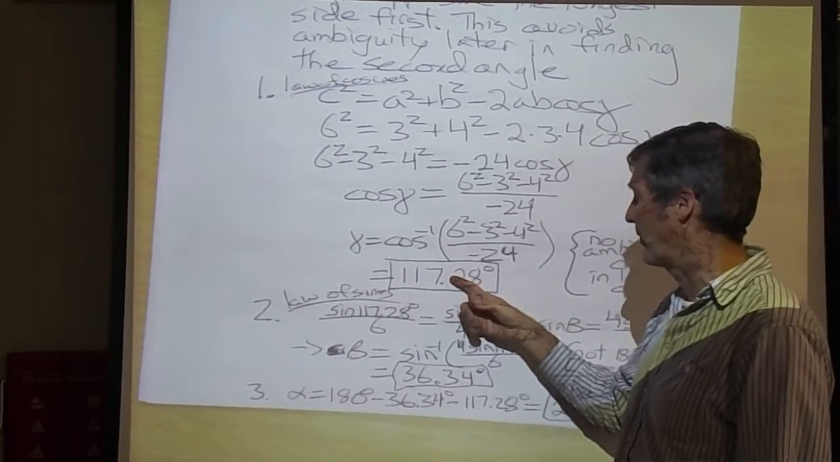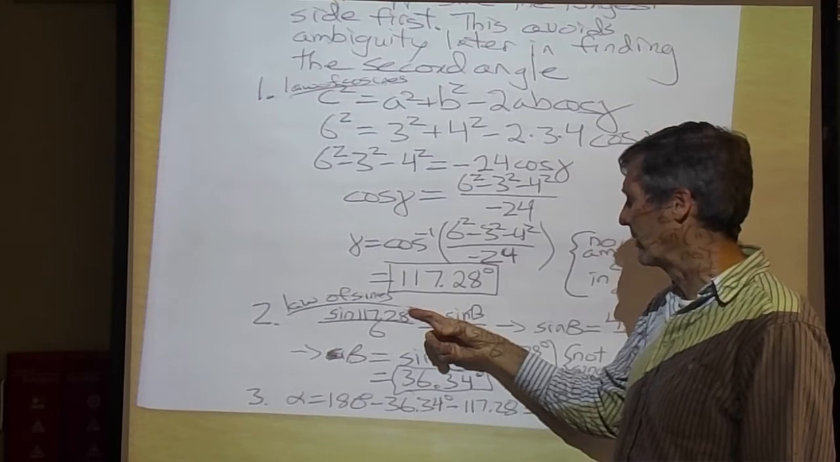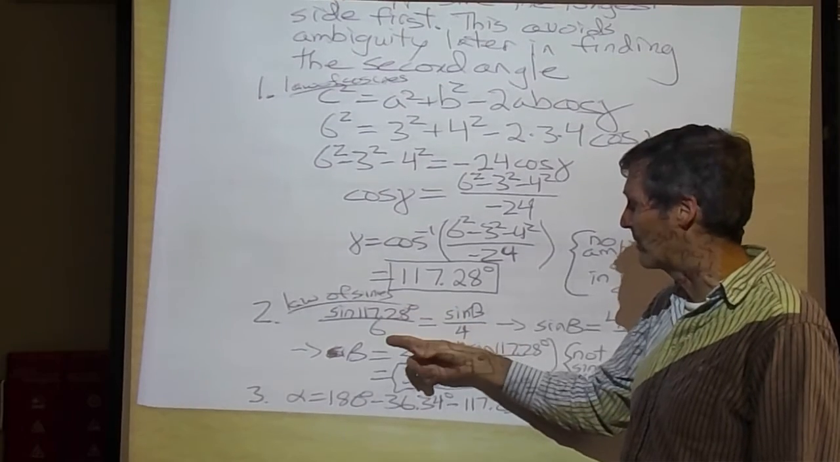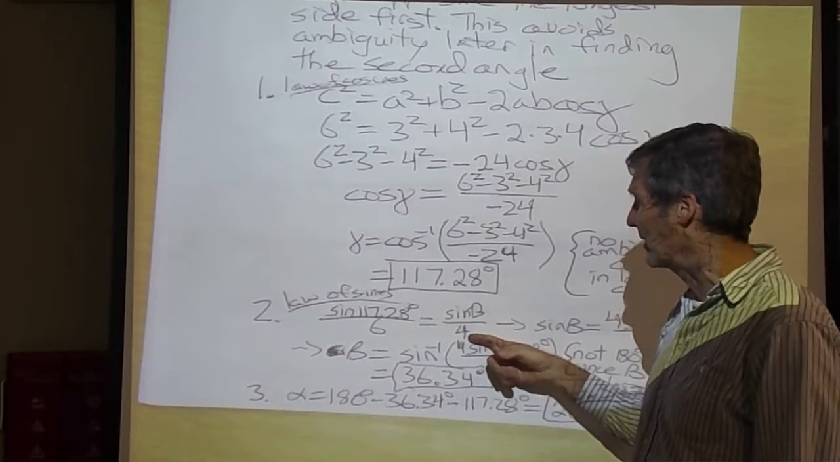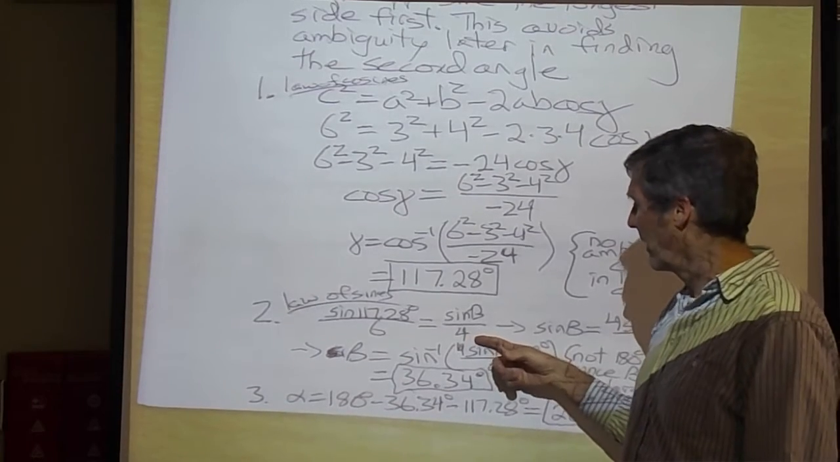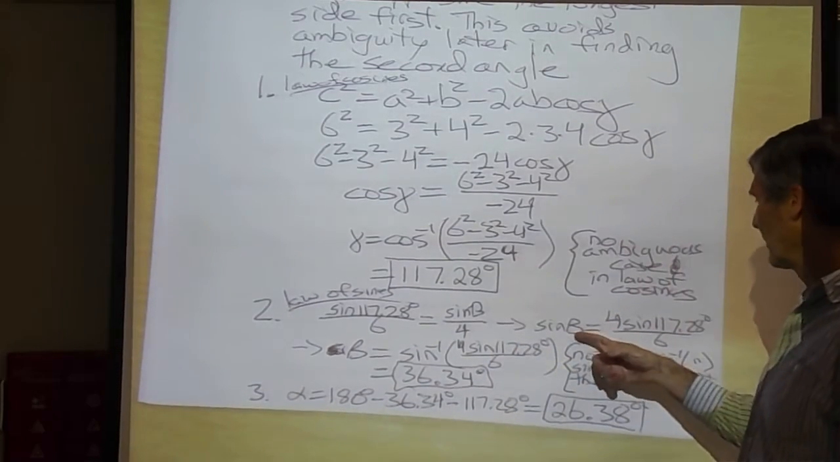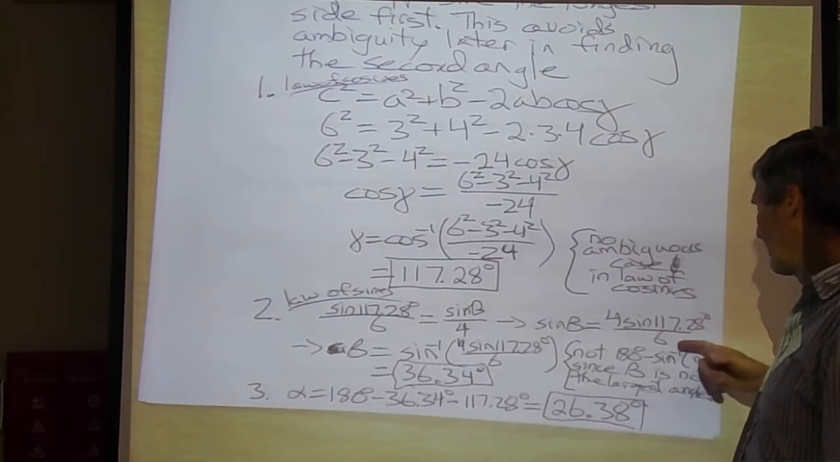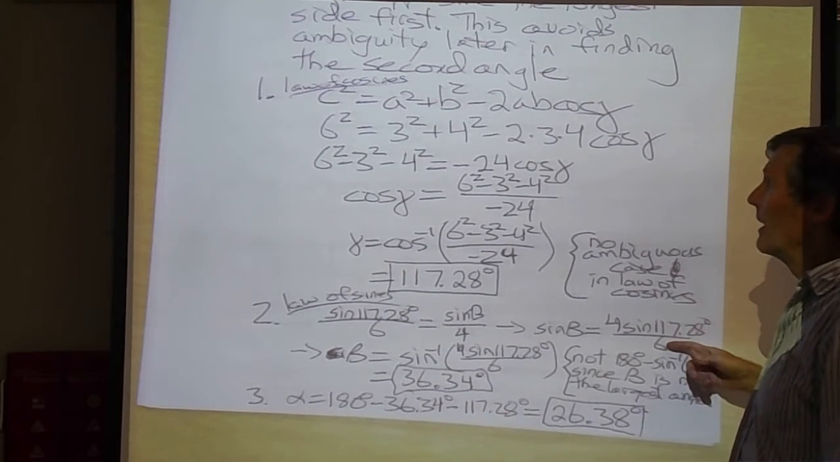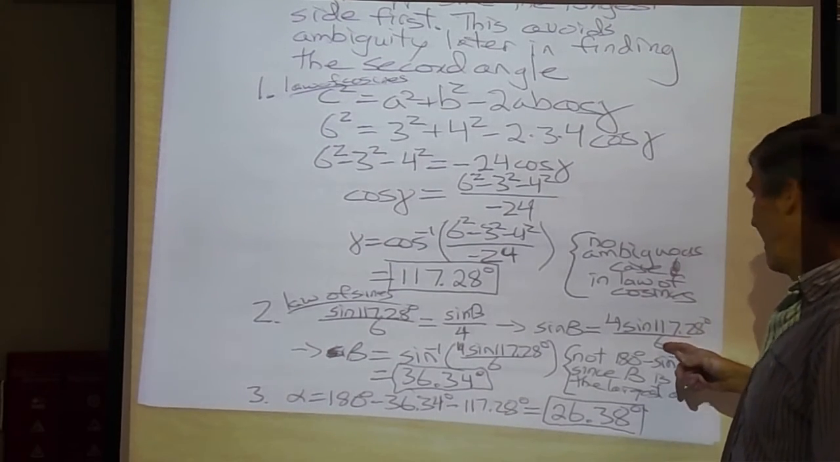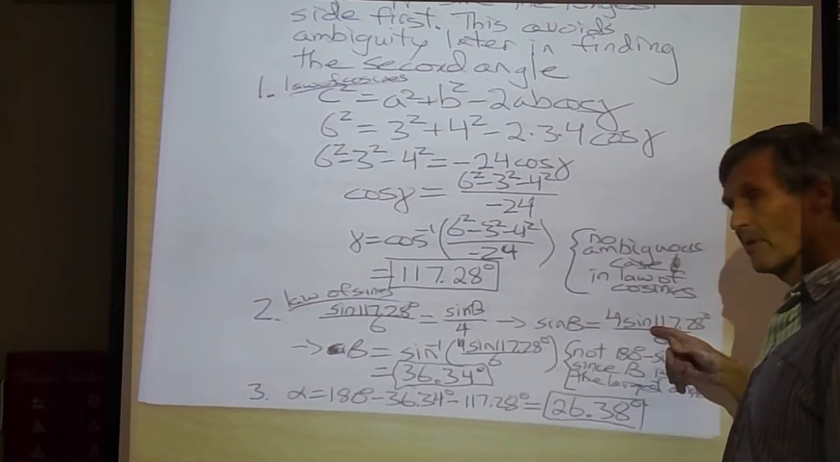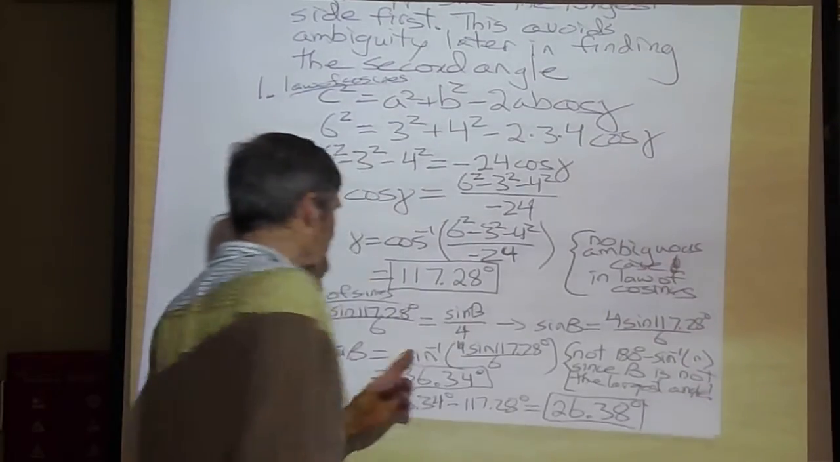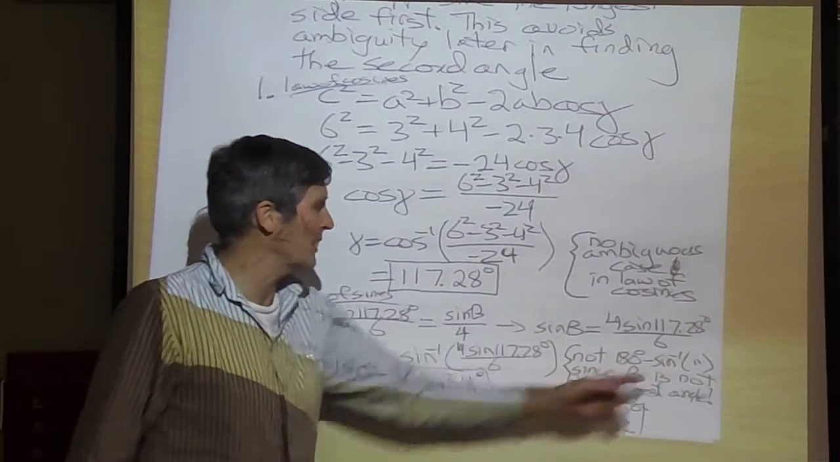Sine of the angle we just found, 117.28 degrees, is to 6, as sine beta is to 4. Sine gamma is to C as sine beta is to B. So now we know, by multiplying by 4, that sine beta is 4 sine 117.28 over 6. And if beta is this, we remember from last time that beta could be the arc sine, or it could be 180 minus the arc sine.